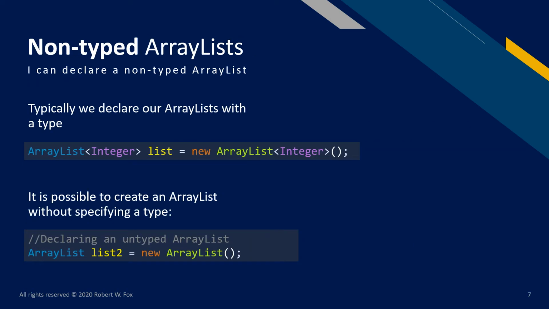Now we'll shift gears and talk about non-typed array lists. So typically when we make an array list, we give it a type of data. In the example at the top of the slide, you can see this, where I make an array list of integers called list and set it to a new array list of integers. But it turns out that I don't have to specify a type. And so on the bottom, you can see an example of this, where I simply say ArrayList list2 equals new ArrayList, but I don't say anything about what type of data the array list will hold.